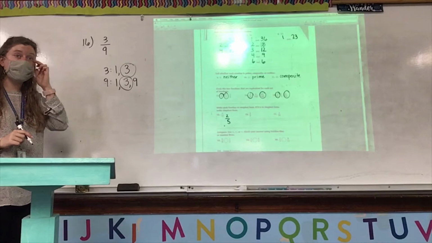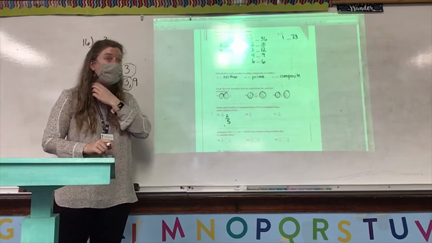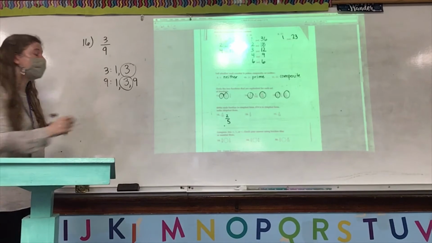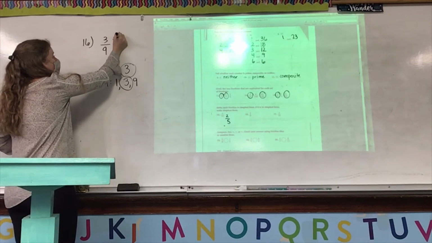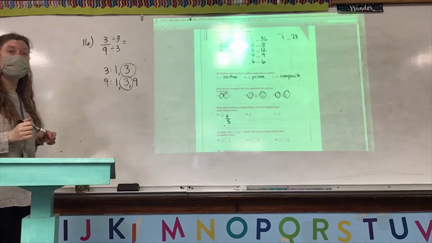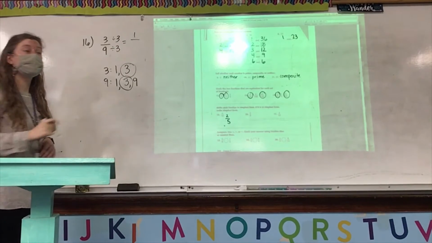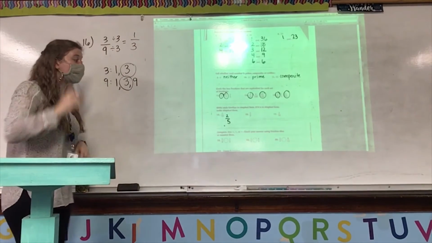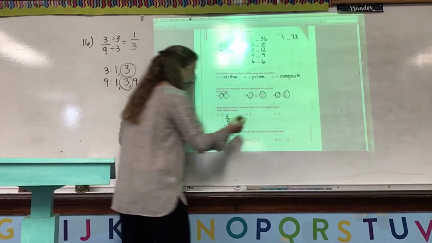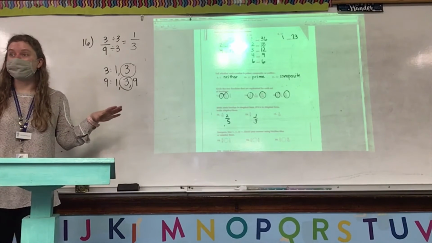So, now we found the greatest common factor. Michaela said that we divide the numerator and the denominator each by the greatest common factor. Do we do the same thing here? Yes. 3 divided by 3 is 1. 9 divided by 3 is 3, so 3/9 in simplest form is 1/3.